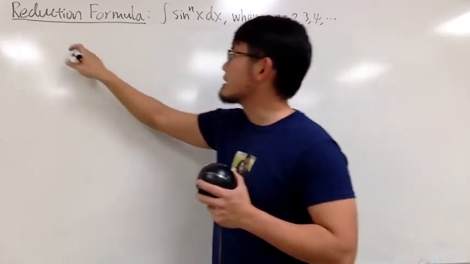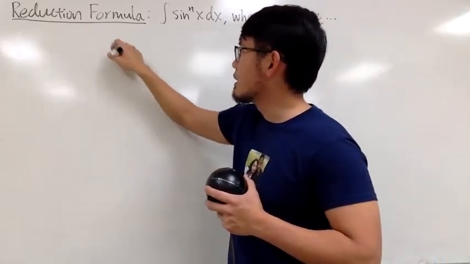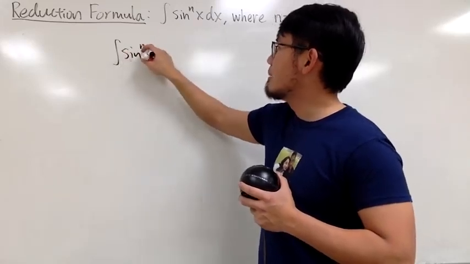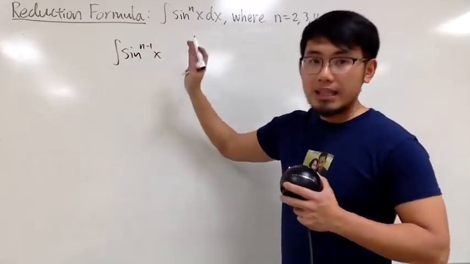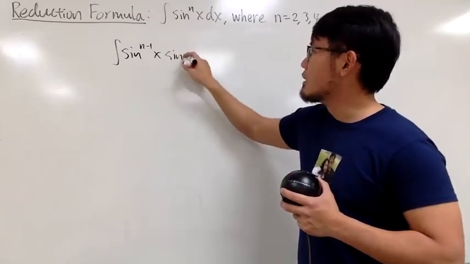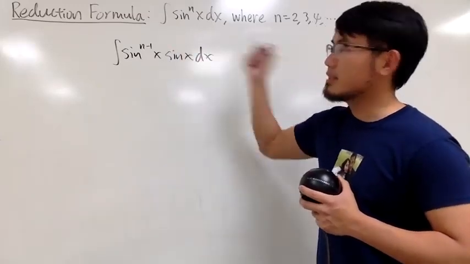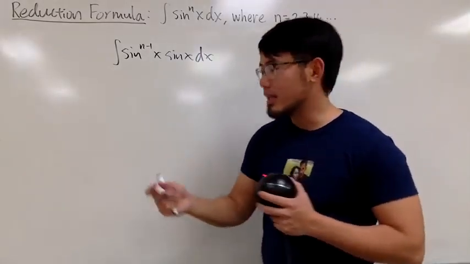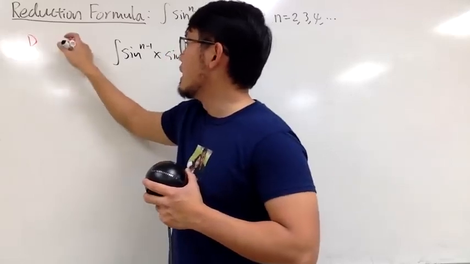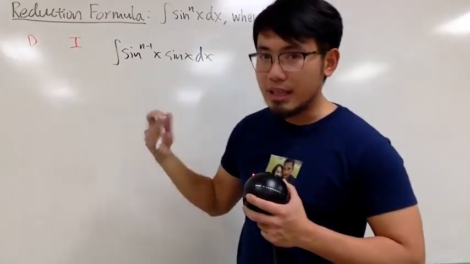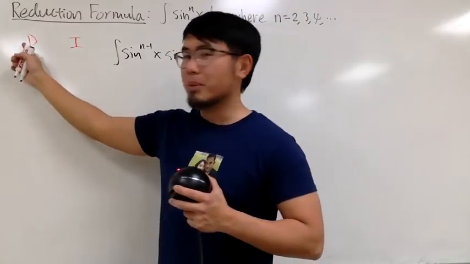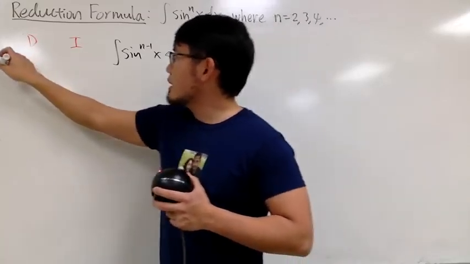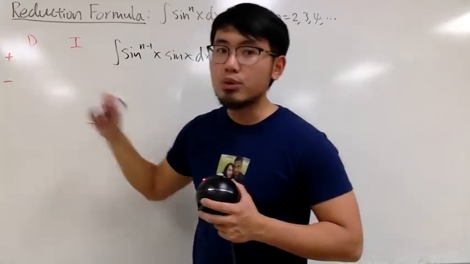I will put this down as the integral, and let me just put this down right here. This right here is the same as saying sine to the n minus 1 power of x, times sine to the first power of x dx, like this. And when we do that, we can use integration by parts. And of course, I will show you guys with the DI setup. Traditionally, this is just labeled as the u, and this is the dv. The same thing. And then right here, don't forget to put a plus minus on the side to get ready.